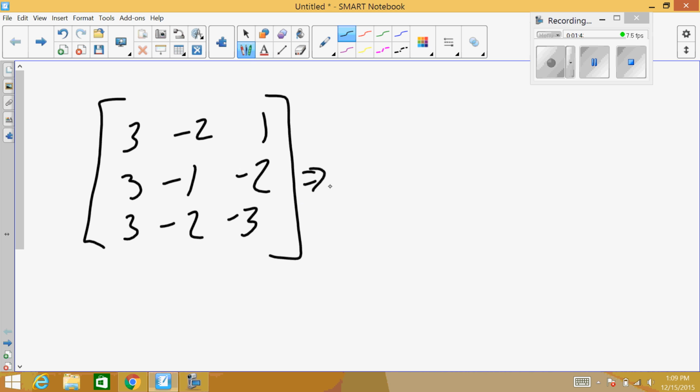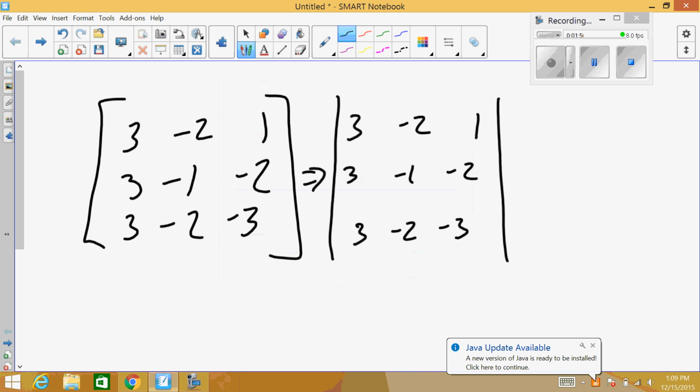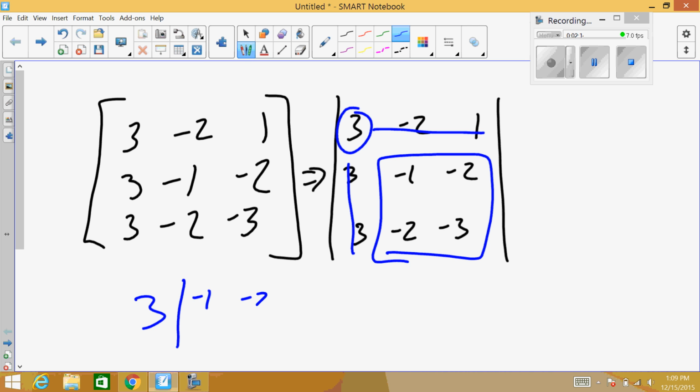So first thing I'm going to do, I'm going to arrow over, write my matrix, 3, -2, 1, 3, -1, -2, 3, -2, -3. And I want to find the determinant of that matrix. So what I'm going to do is I'm going to expand. So first thing I'm going to do is I'm going to circle this 3. I'm going to draw a line through the row and the column that the 3 are part of. So my first step is 3 times the determinant of the matrix that's left. -1, -2, -2, -3. First one's always whatever the sign is for here.